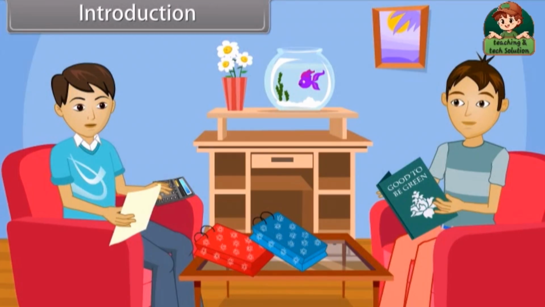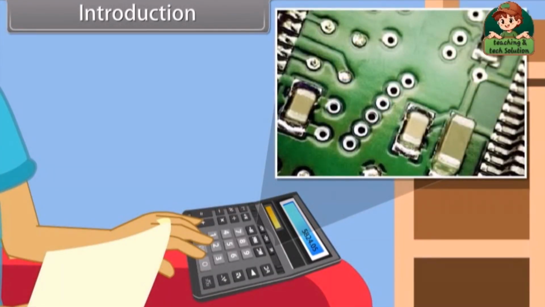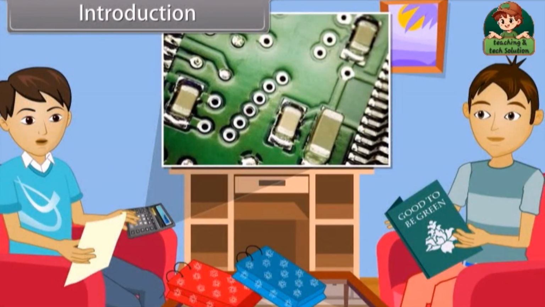Okay Raj, I will tell you. A calculator works on the combination of diodes. A diode is a semiconductor device and it can be used for on and off purposes. When the diodes are arranged in a particular manner, then they give a specific logical result.